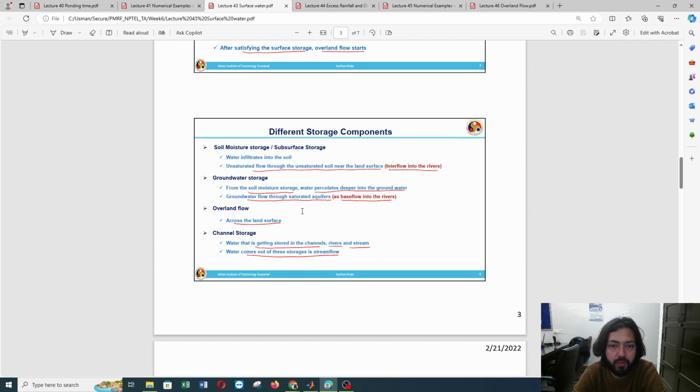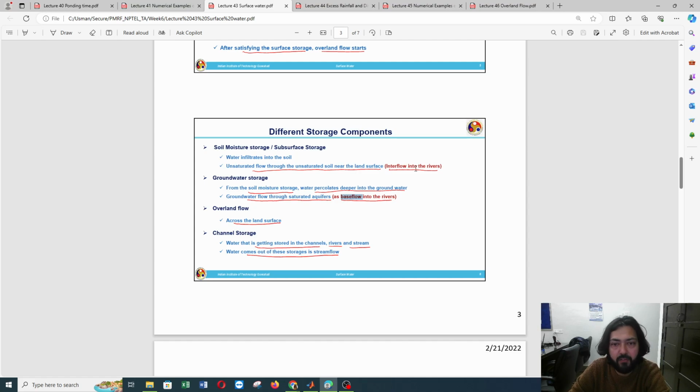One was interflow and one was base flow. Interflow is the flow entering an outlet through the unsaturated subsurface zone. And once the voids are filled with water and the unsaturated zone becomes saturated, there will be further percolation of water towards the outlet, and that flow is called base flow. In the previous class we talked about interflow and base flow.